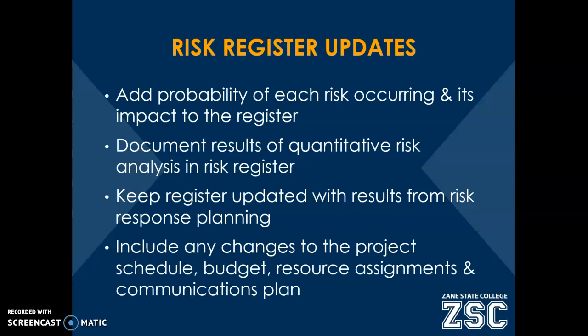So the risk register, again, we've mentioned this several times throughout the chapter, essentially is a document that includes all of the information regarding potential risks to a project. It needs to be kept up to date as things change, as the situation changes throughout the life of a project. The probability of each risk occurring is something that needs to be added to the risk register. The results of your risk analysis are included in the risk register. It needs to be kept up to date, including your plans for what to do if the risks occur, and any changes to the project need to be reflected in the risk register.